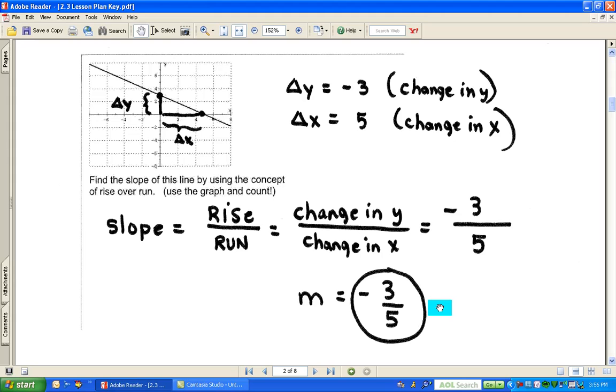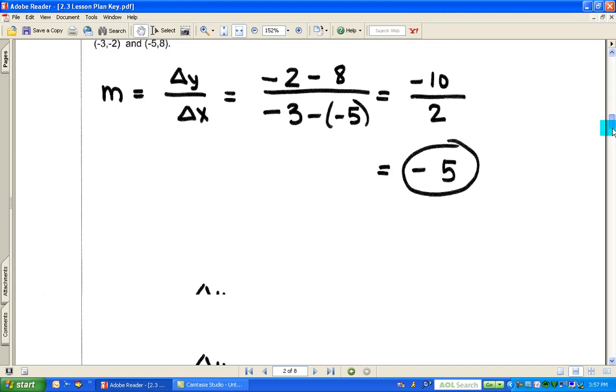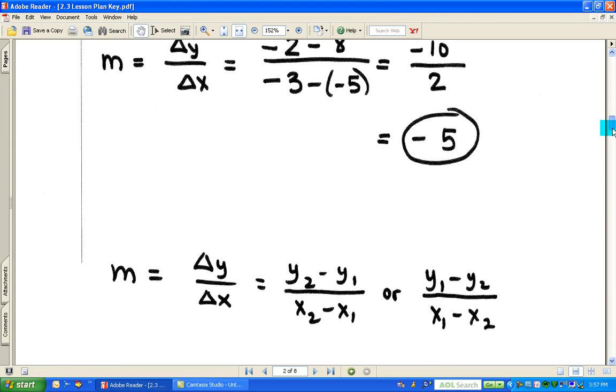Now it's not the best way to always do it because sometimes the numbers aren't pretty. But I tried to give you an example here where you could actually see what slope was. And of course, you can do it by counting if there are two very clean points to use. Okay, continue with me here. Let's look at another example.